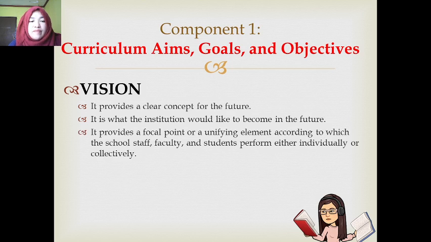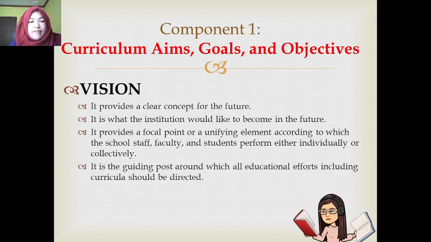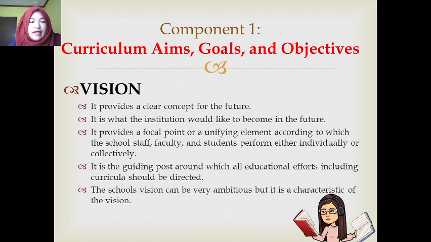And also, it provides a focal point or a unifying element according to which the school staff, the faculty, and the students perform either individually or collectively. And also, it is the guiding post around which all educational efforts, including curricula, should be directed. And the school's vision can be very ambitious, but it is a characteristic of the vision.